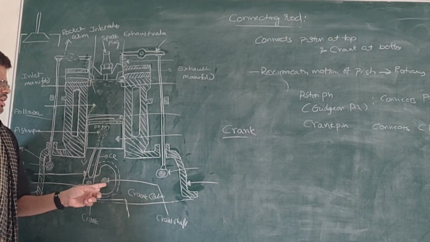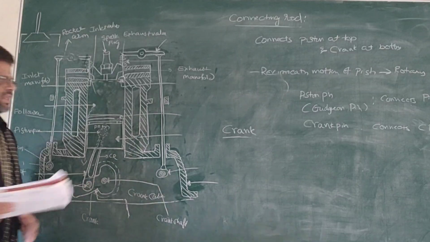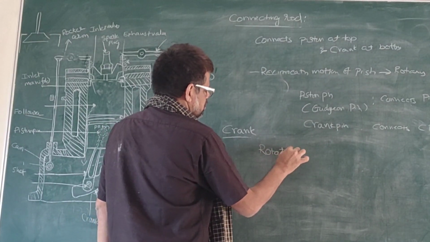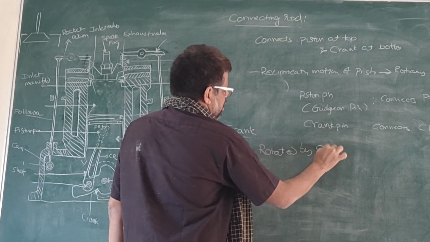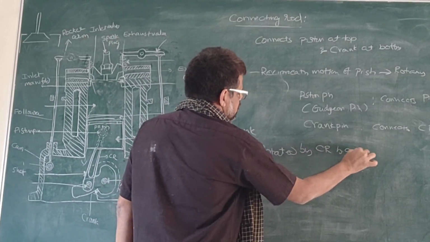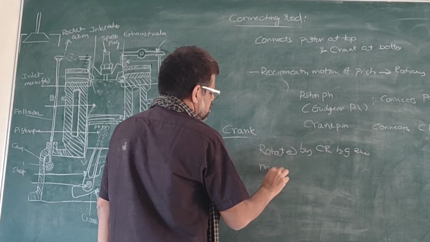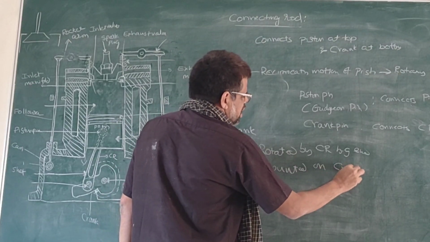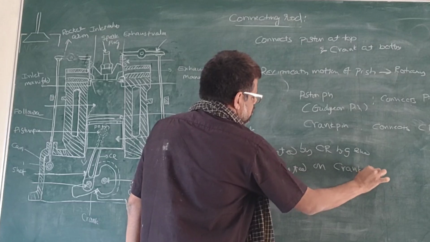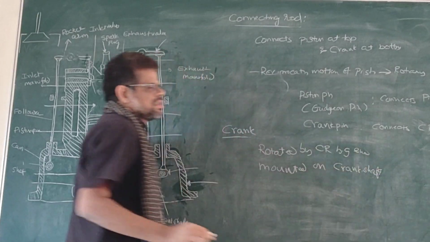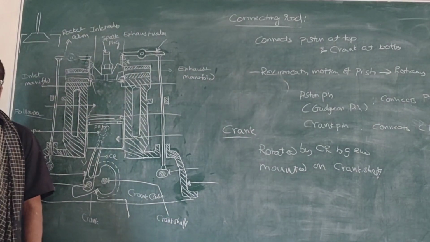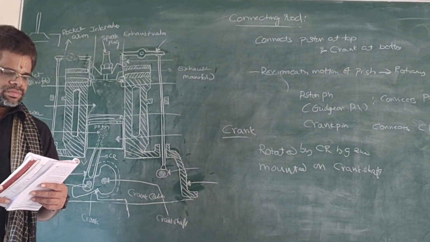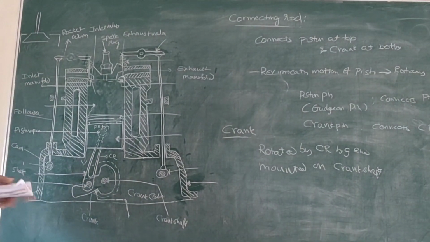It is rotated by the connecting rod big end, and it is mounted on the crankshaft. So as the crank rotates, the crankshaft also rotates. Okay, so this is the crank, and then the crankshaft.